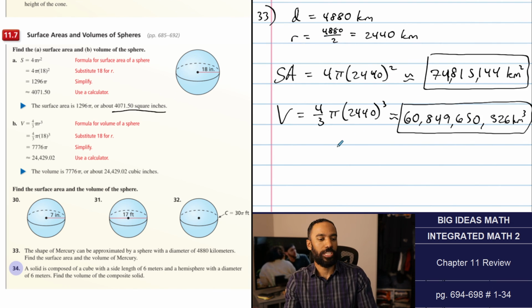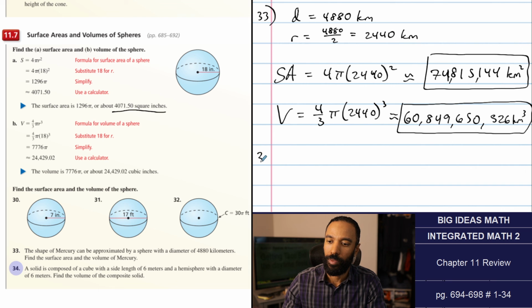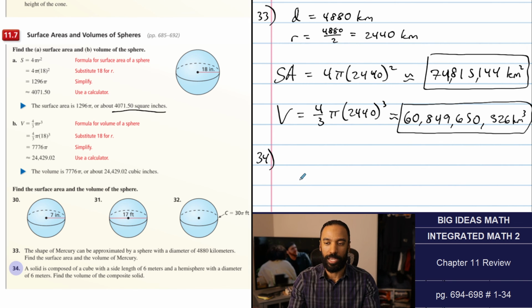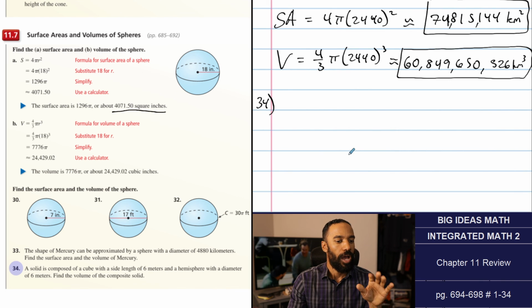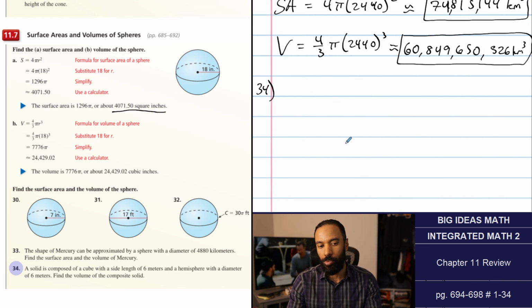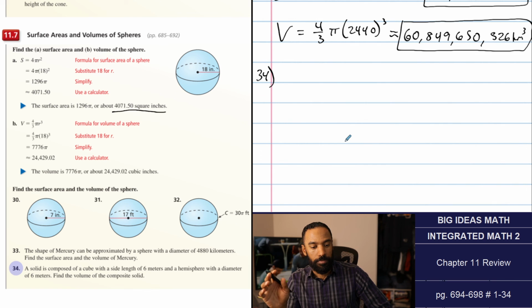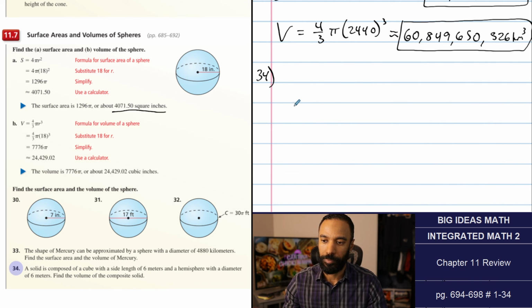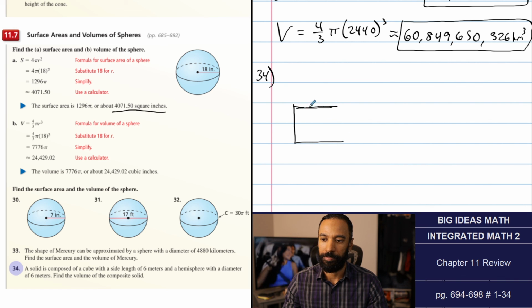Good. All right, last question, number 34. A solid is composed of a cube with a side length. Oh, okay, perfect. We get to actually talk about composite solids and use all this. A solid is composed of a cube with a side length of 6 meters. I'm going to draw this. And a hemisphere with a diameter of 6 meters. Find the volume of the composite solid. So it's like a planetarium. It's like a building with a dome on top.